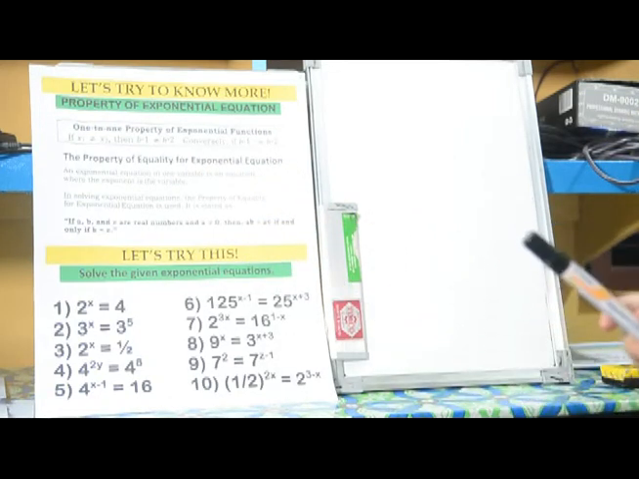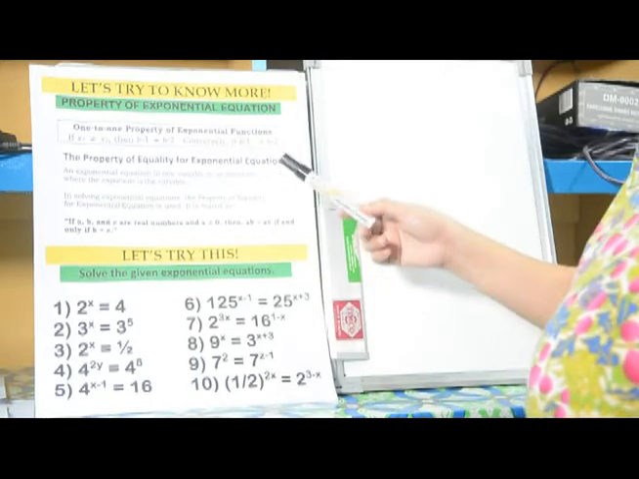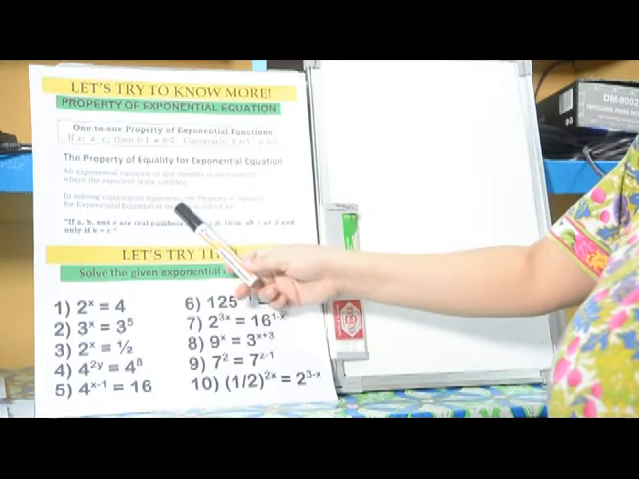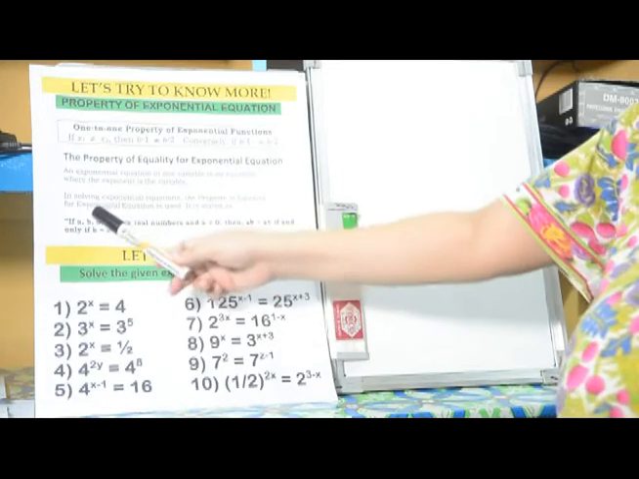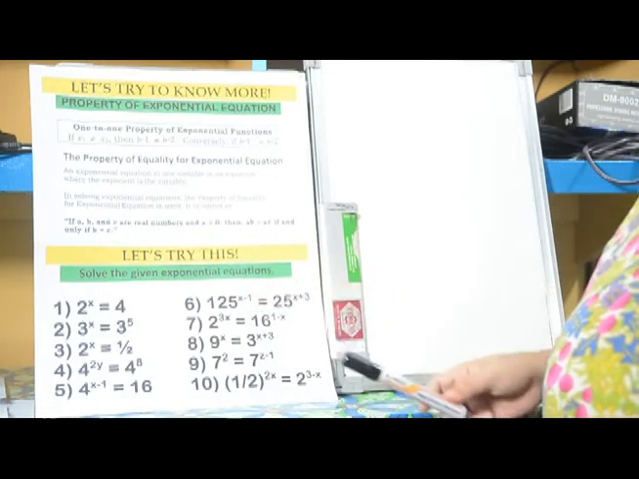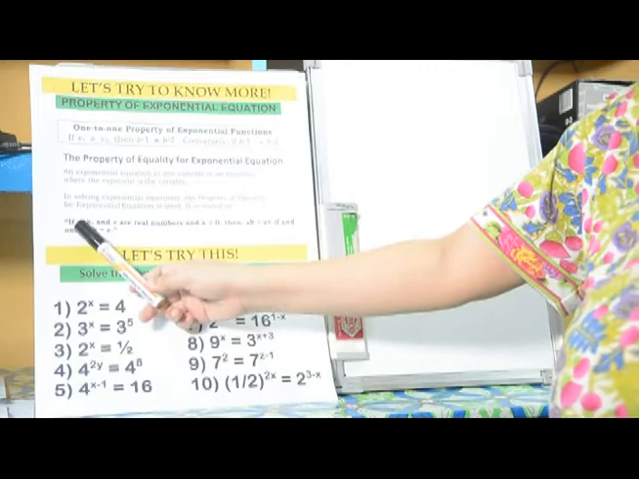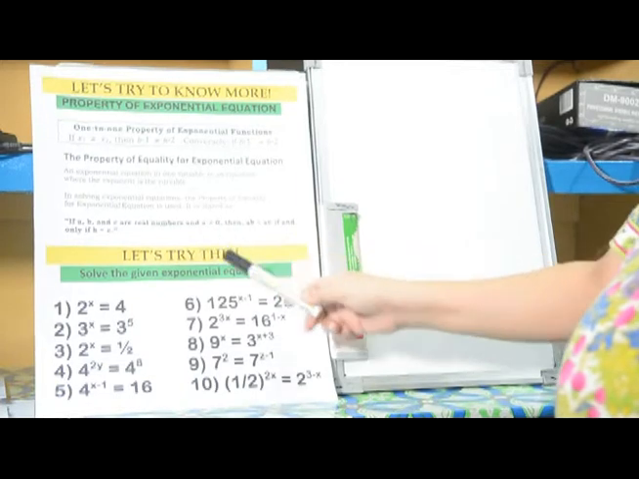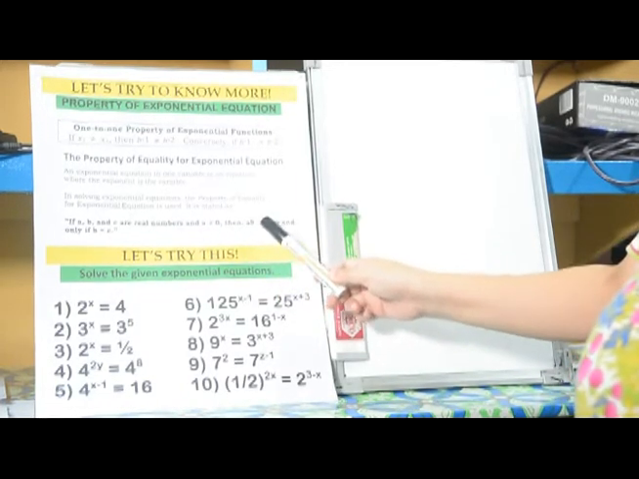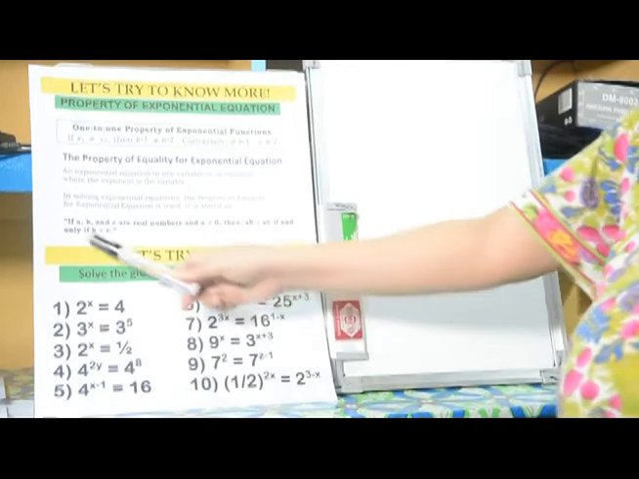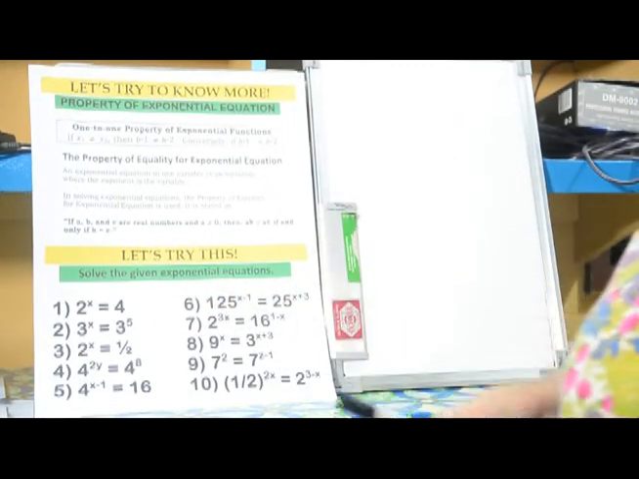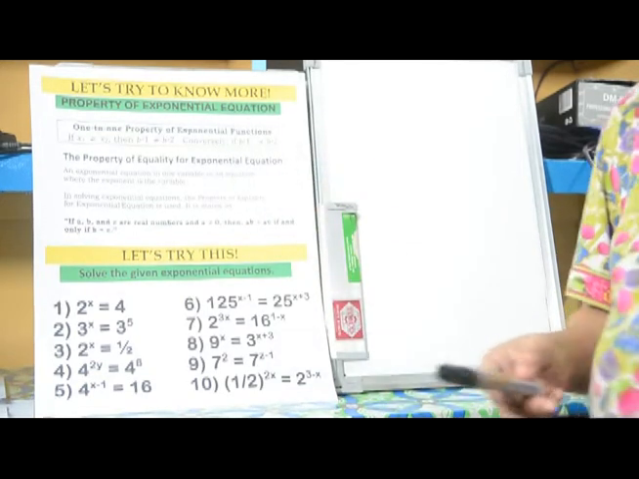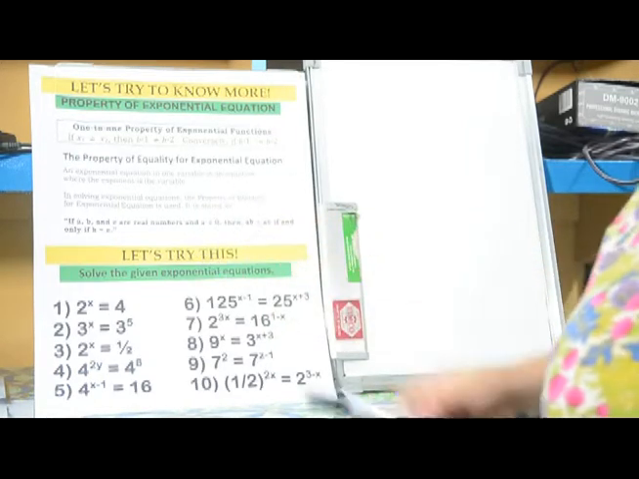So an exponential equation in one variable is an equation where the exponent is the variable. So in solving exponential equations, this property of equality for exponential equation can be used. It is stated as, if a, b, and c are real numbers and a is not equal to 0, then a times b is equal to a times c if and only if b is equal to c.